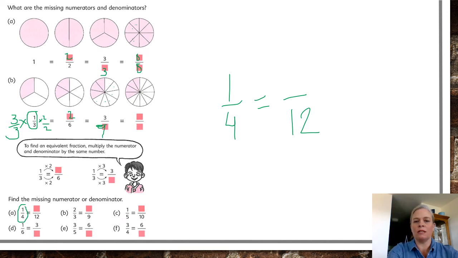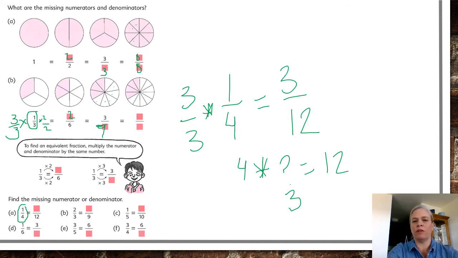My thought bubble is, if I have 4, how many groups of 4 do I need to make 12? What are your thoughts? 3 groups of 4 make 12. That means I'm going to need to multiply 1/4 by 3/3, because 3 groups of 4 is 12 and 3 groups of 1 is 3. So the equivalent fraction is 3/12.